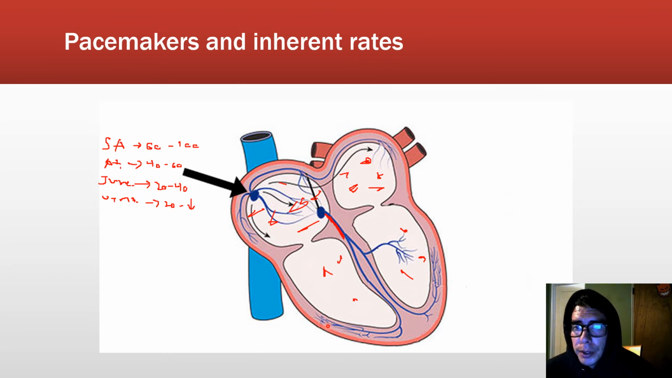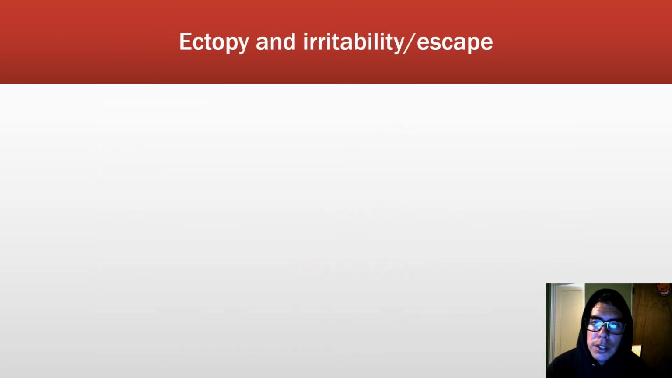But they have that ability just in case something fails. Any random cell can generate an impulse to take over. So now we're going to talk about ectopy and escape. Ectopy includes irritability and escape.